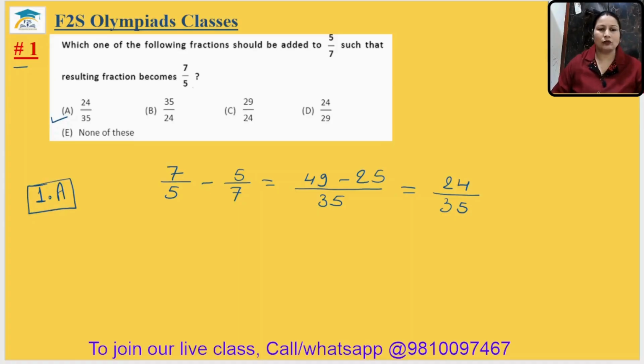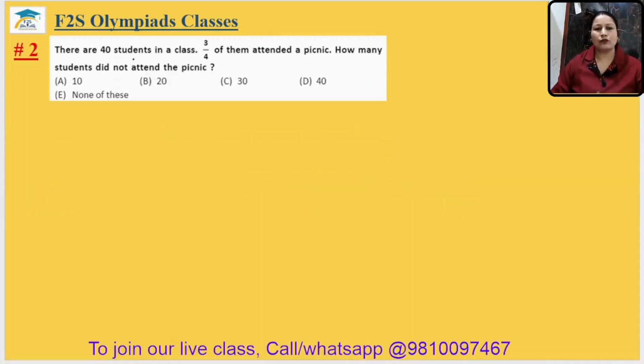Okay. Come to question number 2. There are 40 students in a class. 3 by 4 of them attended a picnic. How many students did not attend the picnic? So 3 by 4 of 40 has attended the picnic. So when we simplify it, 4 ones are 4, 4 tens are 40. So 30 students have attended the picnic.